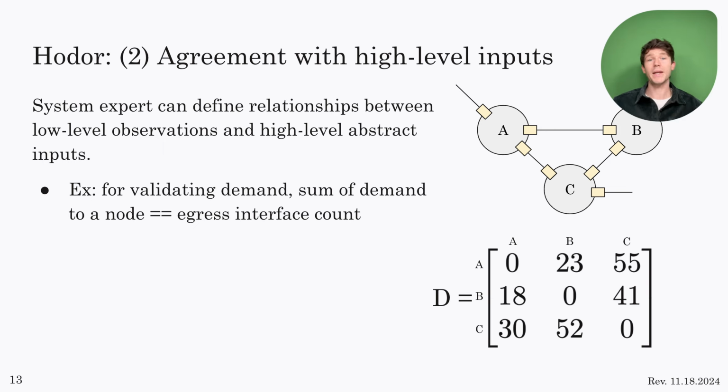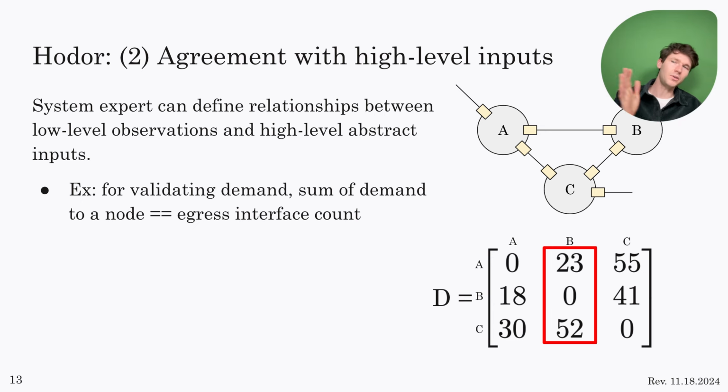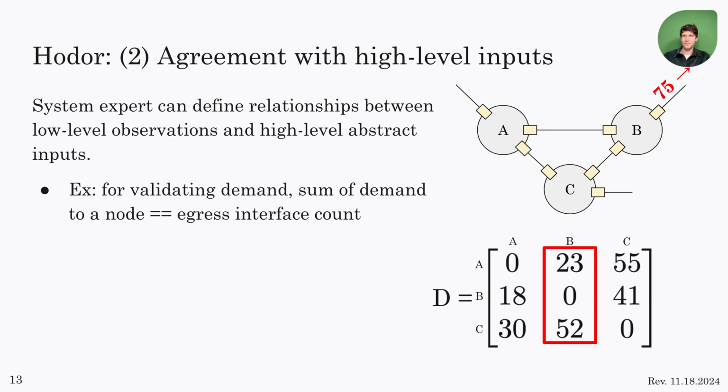Well, we observe that it must be the case that the sum of the demands reported from all nodes to a particular router must be equal to the egress interface counter at that router. This kind of relationship holds for all ingress and egress routers, mapping to the rows and columns of D, providing us two-end validation checks. If all of these checks hold, the input is validated. And if some fail, the input is suspected to be buggy.